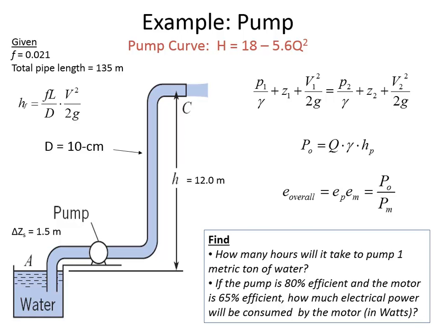All right. So the second part of this was dealing with efficiency. So if the pump is 80% efficient and the motor is 65% efficient, how much power will be consumed by the motor in watts? Okay, we first need to find the overall efficiency. By the way, how many seconds was that we just calculated? 64.7 seconds. All right.